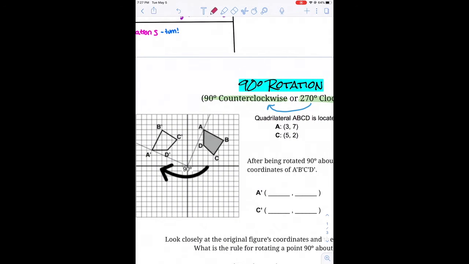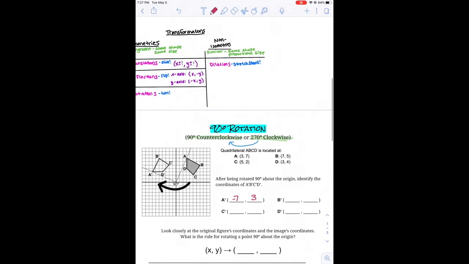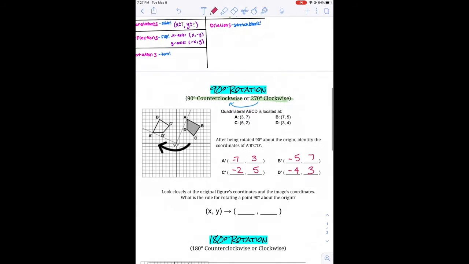Okay, so let's see what I got. So it looks to me like A prime is at -7, 3. B prime looks to me to be at -5, 7. C prime looks to be at -2, 5. And D prime looks to be at -4, 3. Hopefully I didn't mess up. Hopefully you got all the same answers.